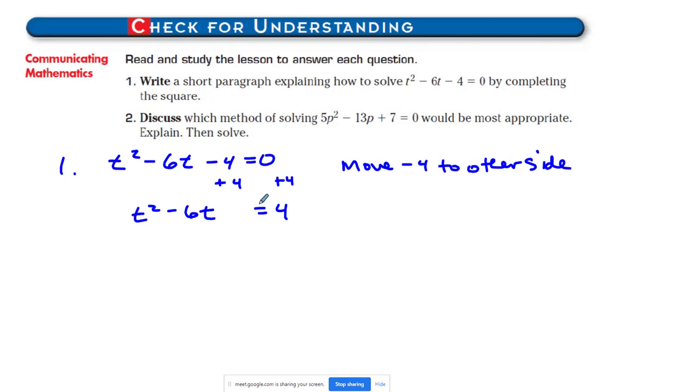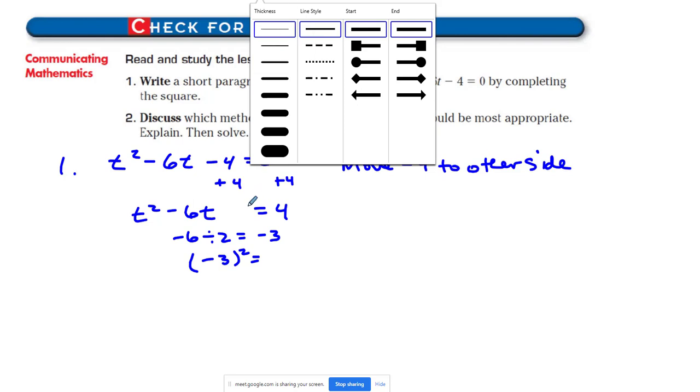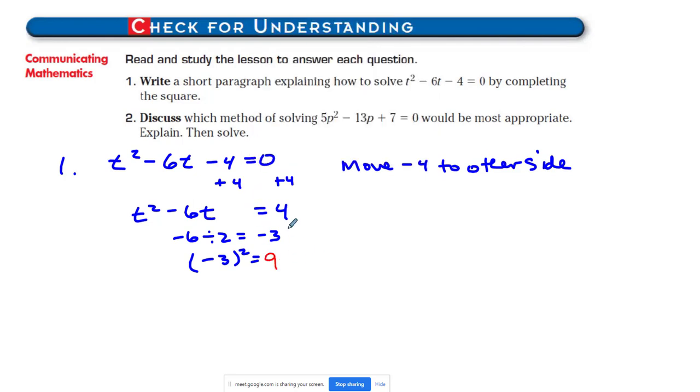Next step, you're going to take half of this and square it. So half of this is going to be a negative 3. So negative 6 divided by 2 equals negative 3. Negative 3 squared equals 9. Let me switch colors here. And what we're going to do then is put 9 in here and 9 over here to keep the balance. That's the trick.